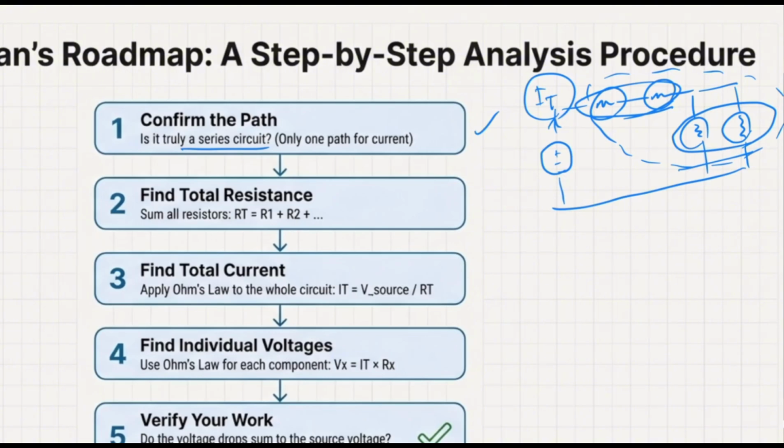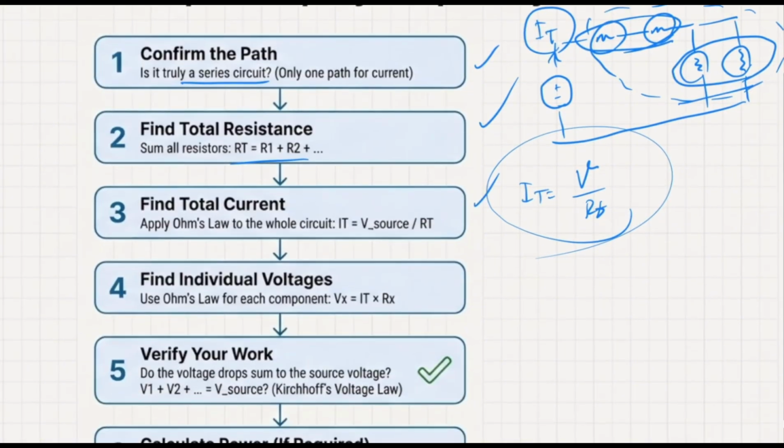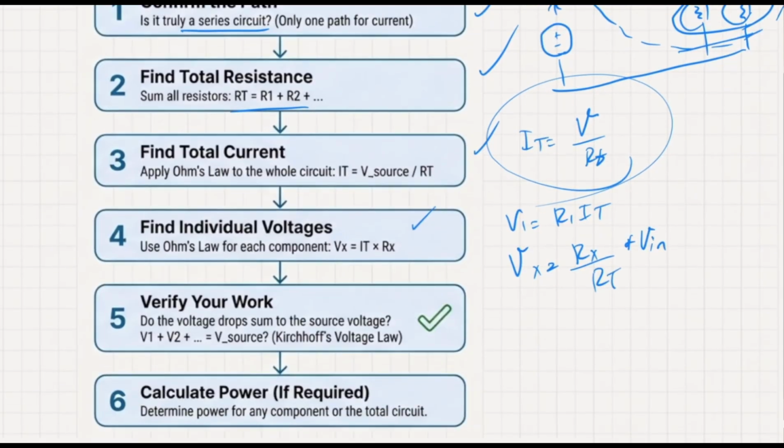Remember. To find the total resistance, R1 plus R2 plus R3, it means all of them are in series, so add them up. To find the total current, we know I total is V divided by R total. So it's voltage divided by R, and you have your current in amps or milliamps. Then find the individual voltages. Either you can find it based on V1 is R1 times I total, or based on the voltage divider formula: Vx is Rx divided by RT times the input voltage itself. Then you can verify your work using Kirchhoff's voltage law. You can say that V1 plus V2 plus V3 is going to be the V source itself.